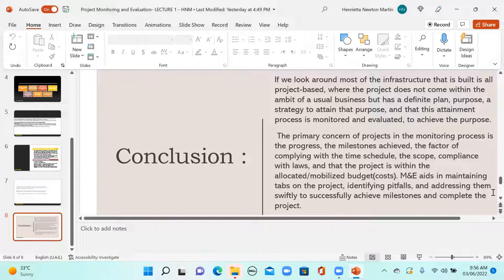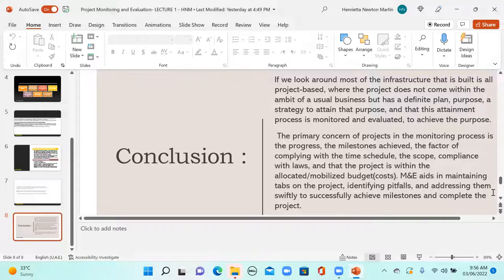But I want you to just make a note for yourself that you need to highlight this point even for your answers in your exam. The primary concern of a project in the monitoring process is the progress, the milestones achieved, and complying with the time schedule. These are the things they would monitor: whether they are delivering on time, and whether milestones are being achieved on time.